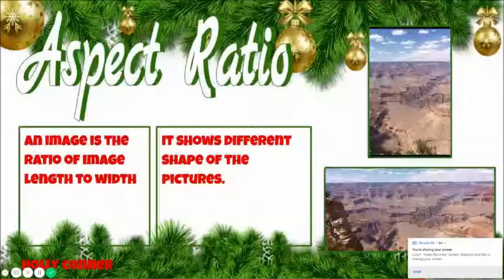Aspect ratio. An image's aspect ratio is the ratio of the image's width to length. Shows different shapes of the picture, like how long and tall.